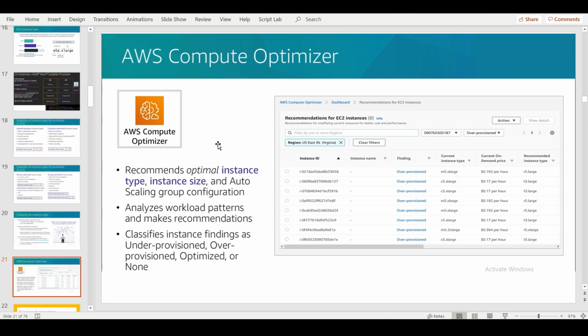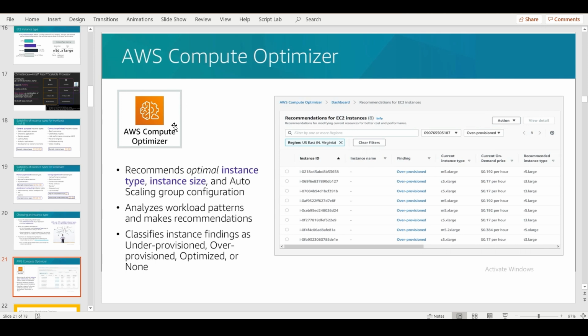Over the period, there will be monitoring happening on the back end. It will check what kind of resource consumption your workload is taking, understand the trend or the pattern of your application or workload, and then give you a recommendation. It will say the current instance type is this, you can change it to this particular type, where you have done over provisioning or where you have under sized it. You can also filter it based on the findings.